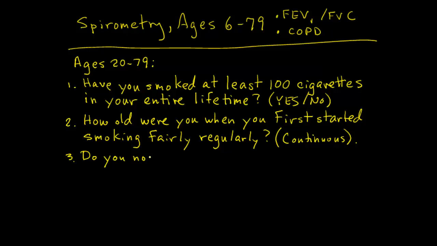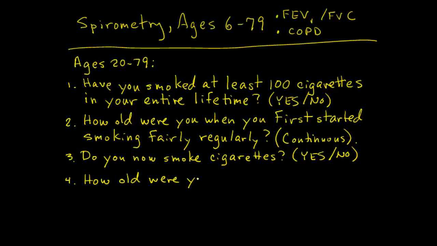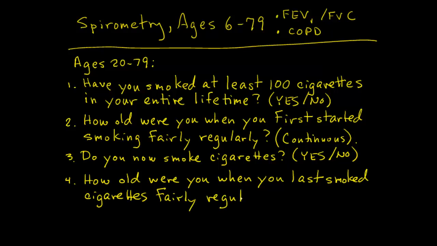Now, the third question asks them if they're still smoking. Now, if they're still smoking, I will just consider that they are still fairly regular in their smoking. And so their cumulative exposure to fairly regular smoking will be the difference in their ages when they started and their current age at the time of the survey. Now, for those people who are not smoking cigarettes, the fourth question asks them how old they were when they stopped smoking fairly regularly.